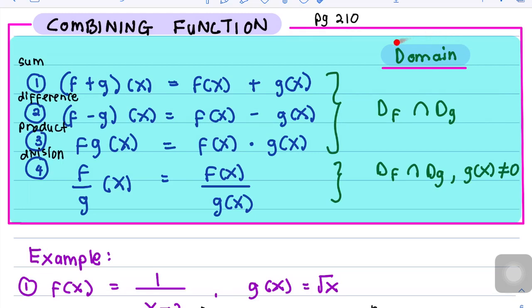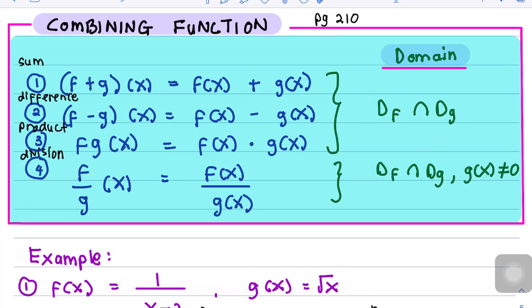Okay, look at the domain. You have learned the domain before. When you have the combining of function, you have to find the intersection of these two functions. So you have to find the domain of f first and then intersect with the domain of g. So the domain for the sum, difference, and product operation is this one, the intersection of Df and Dg.